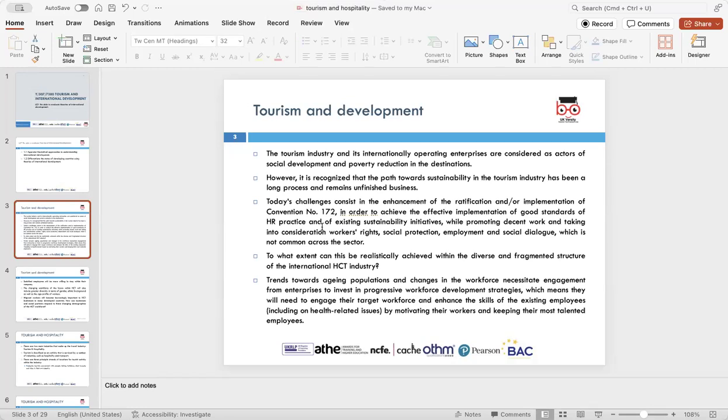The tourism sector's fragmented global structure poses a challenge to these goals. Additionally, demographic shifts such as an aging population require businesses to invest in workforce development, health, and skill building to retain talent and enhance productivity.